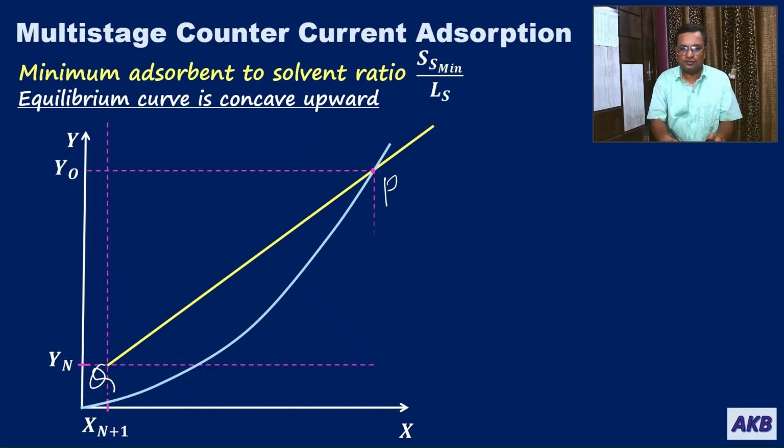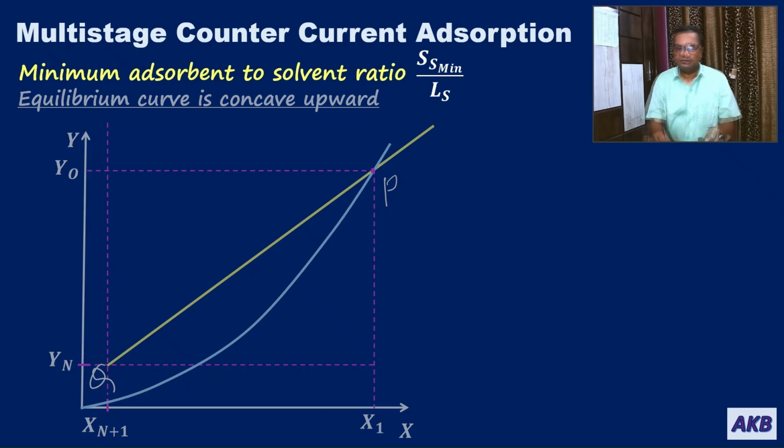which has coordinates of x1, y0. So the pinch point, again, occurs at the concentrated end of the cascade. So this is how you can draw the operating line and locate the pinch point. If the equilibrium curve is a straight line, the pinch point will be located at the concentrated end, or on this diagram it will be located at the top. And even if the equilibrium curve is concave upward, even then the pinch point will be located at the top.